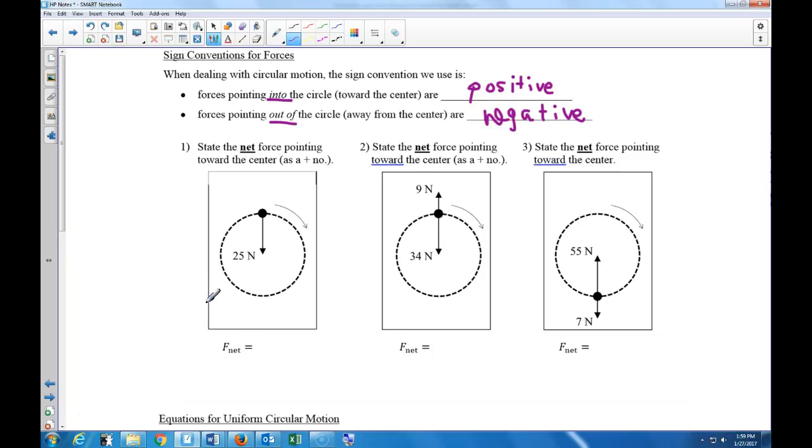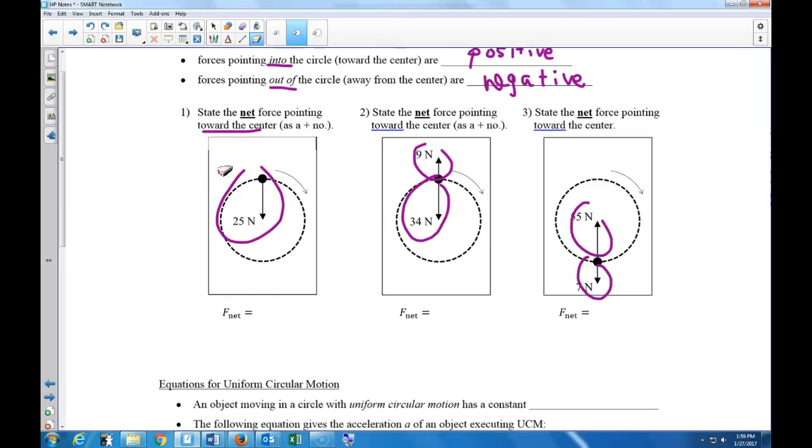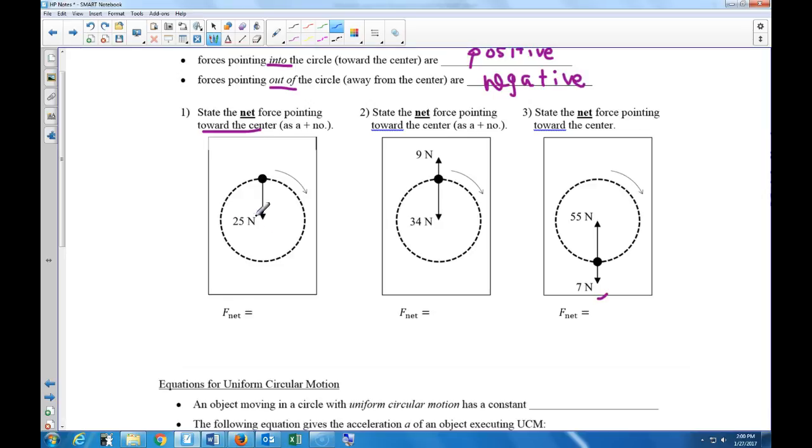So let's try some practice. We're going to state the net force pointing into the center. So we've got one force here. Here we've got 2 that we need to add up. And here we've got 2. Let me try it. I'm going to make some mistakes the first time around. Okay, this is 25. It's down, so it's negative 25 newtons is the net. There are no other forces to add. Wait a second. Negative isn't down. That's pointing in toward the center of the circle. And if it points into the circle, it's a positive force.